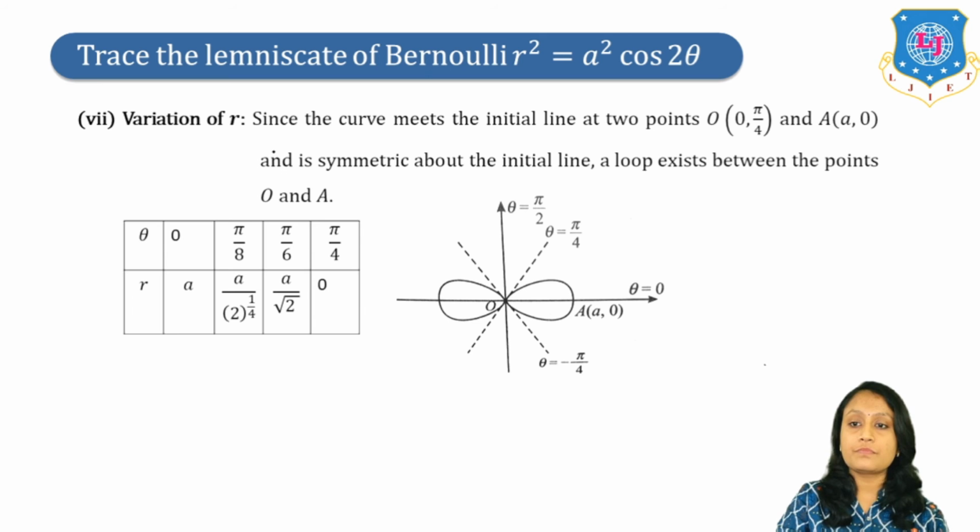Now we'll write the variation of r, with theta and r for different values of theta, that is 0, pi by 8, pi by 6, pi by 4.